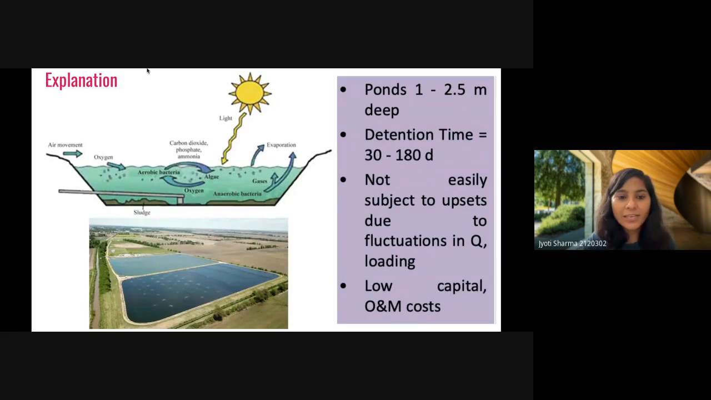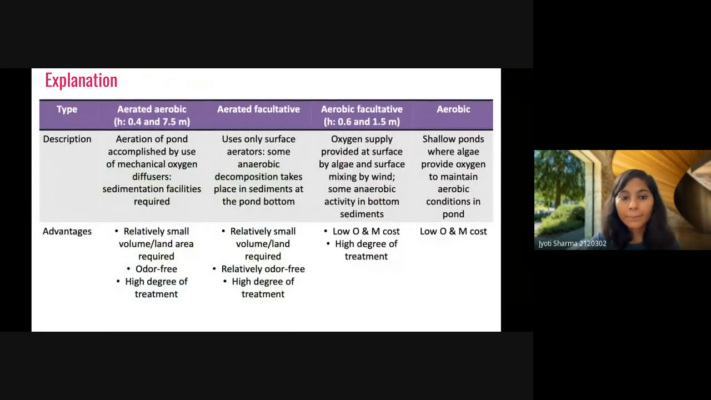So just see here, at the bottom we will have anaerobic bacteria, at the top we will have the aerobic bacteria, and the figure you can see below is an example of lagoons that we may have. And these are different properties of aerated aerobic lagoons, aerated facultative. You can read about this later.